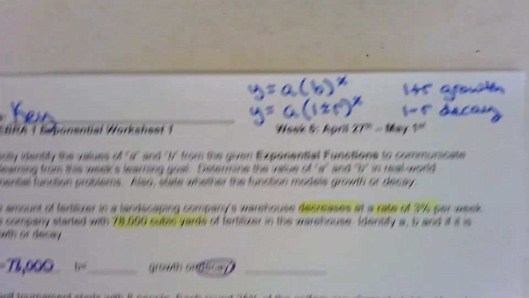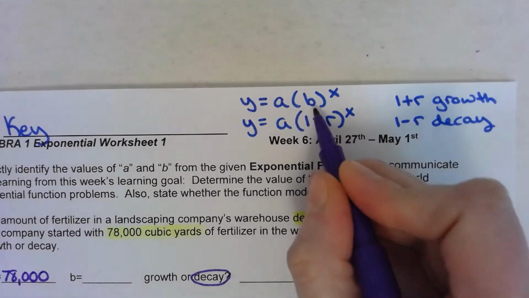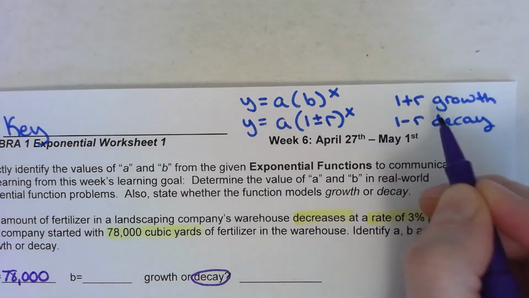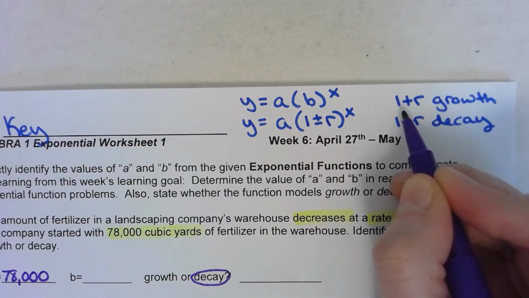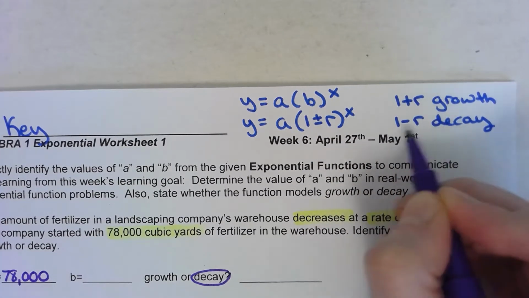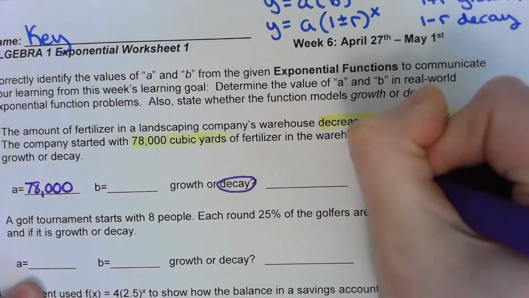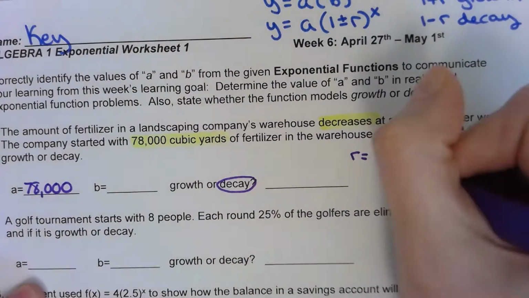Now, whenever you're dealing with growth versus decay, to find the B value, that's either 1 plus or minus the rate. If you're talking about growth, your B value is adding the rate. If it's decay, it's subtracting. Okay, so I do need to find my rate. In this question, they said that there's 3%.